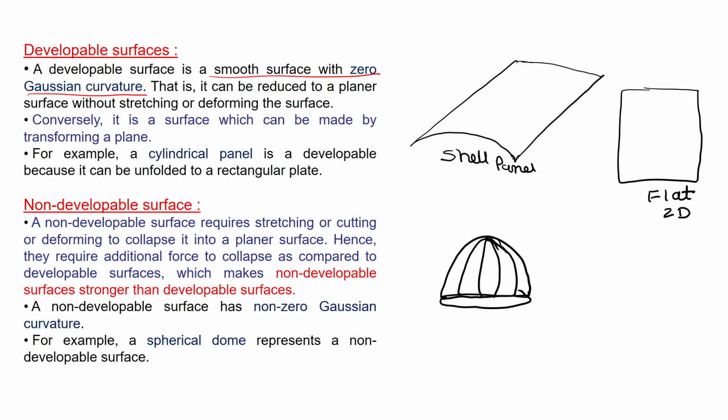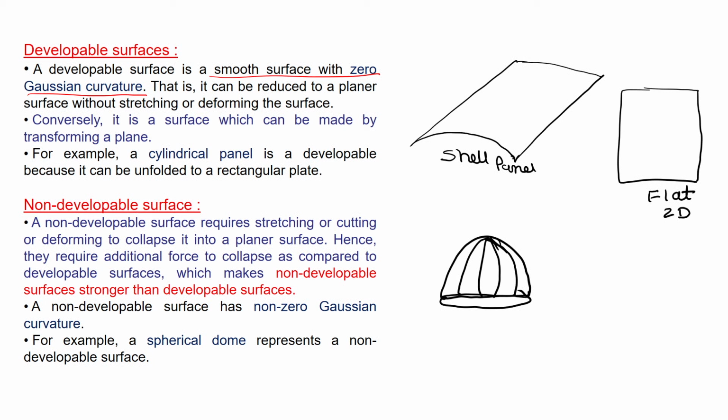Like if you take a cylinder and open it up, it reduces to a flat plate kind of thing. So there is no distortion in that. That surface is known as a developable surface, generally cones and prisms. All these are developable surfaces.